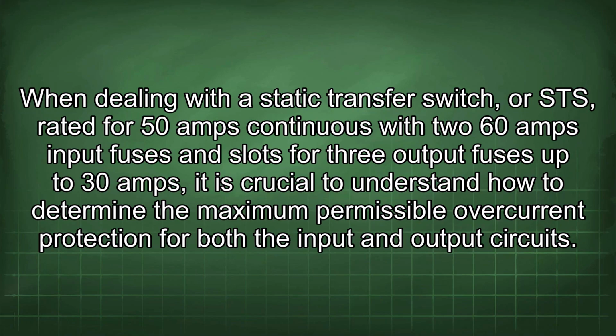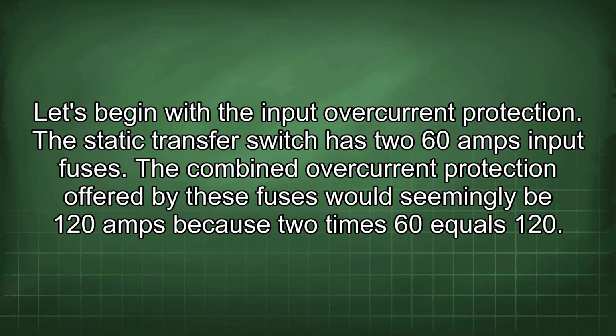When dealing with a static transfer switch, or STS, rated for 50 amps continuous with 2 60 amps input fuses and slots for 3 output fuses up to 30 amps, it is crucial to understand how to determine the maximum permissible overcurrent protection for both the input and output circuits. Let's begin with the input overcurrent protection.